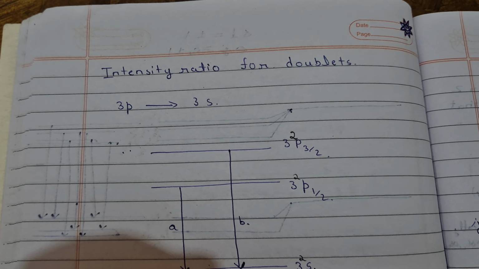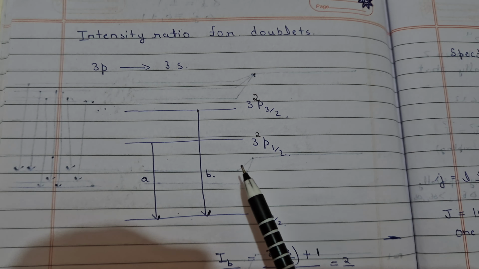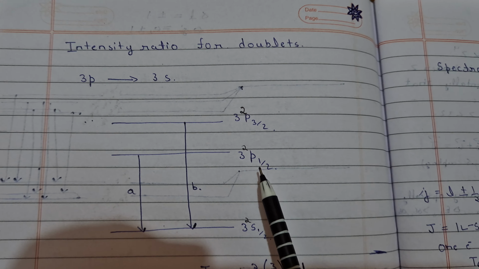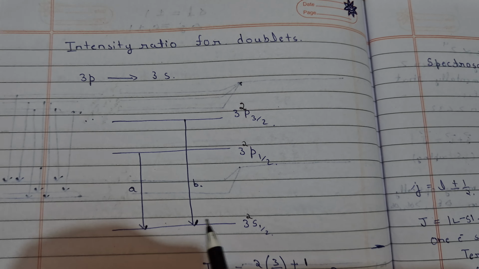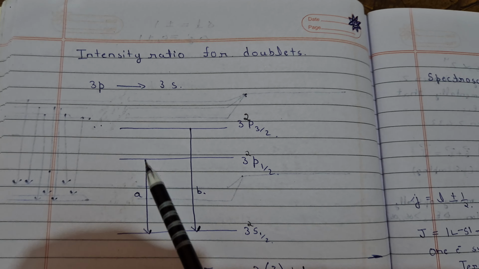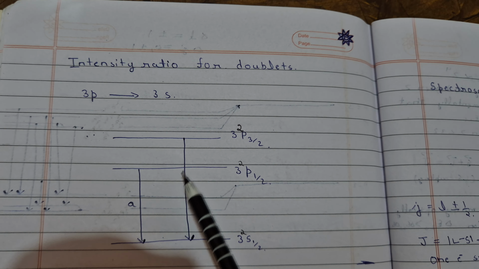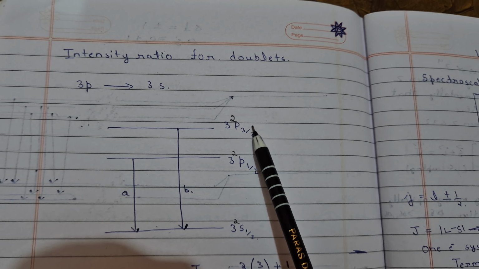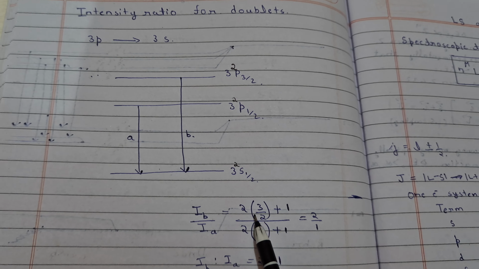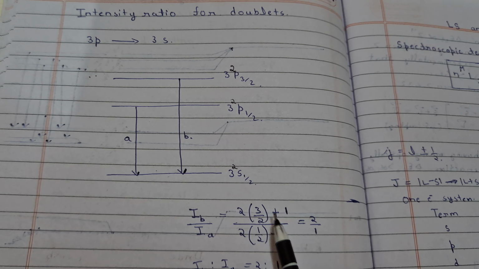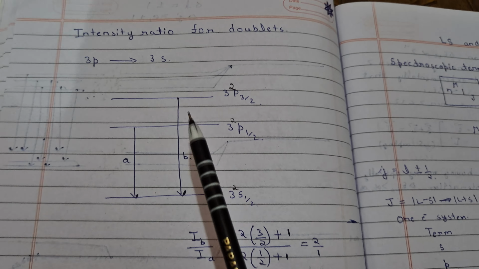Now there is this last topic for today, that is intensity ratio for doublets. They can ask you about the intensity ratio if you have a 3p to 3s transition, where you will have 3p 3/2 and 3p 1/2 going to 3s 1/2. This is a single final level. Now there will be two lines because of this, and both lines have different intensity. So the intensity is proportional to the J value of the initial level, always remember this. So IB by IA equals 2J plus 1 for B, over 2 times half plus 1 for A. This will be your intensity ratio for IB to IA.